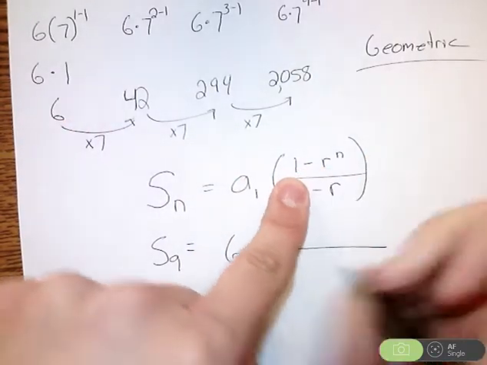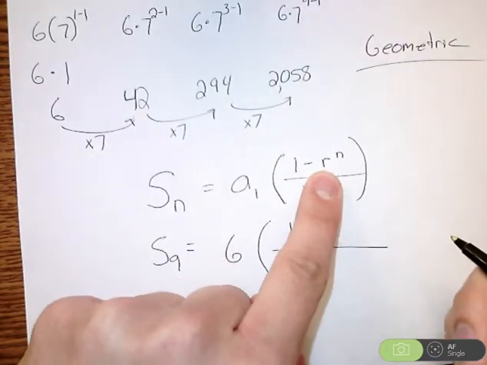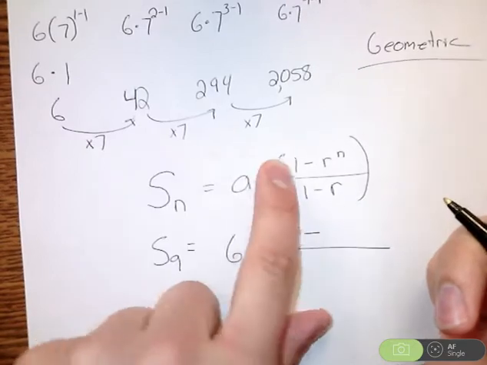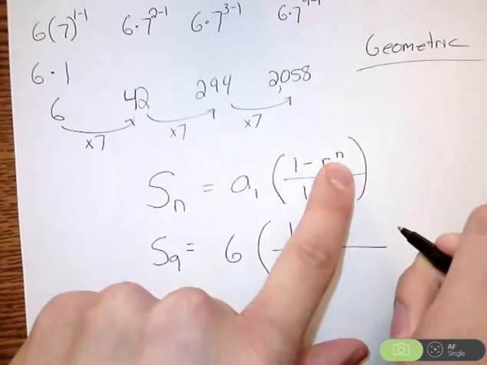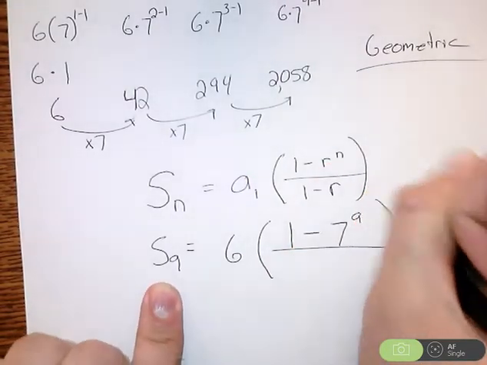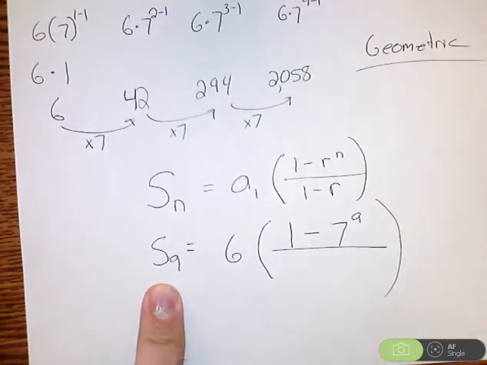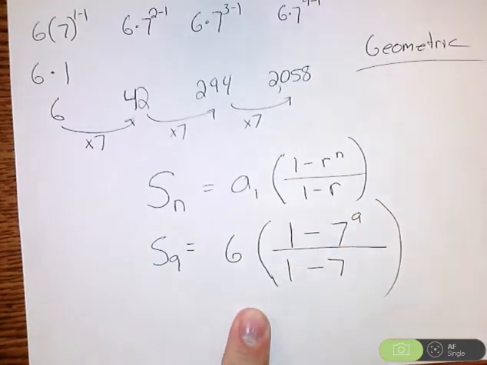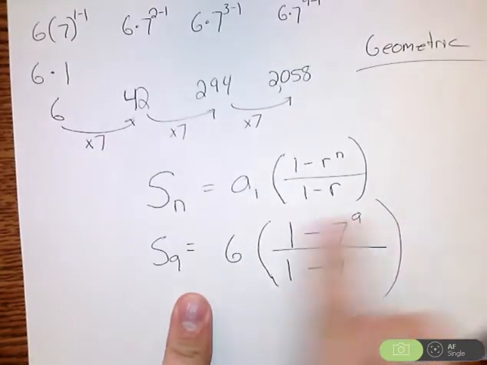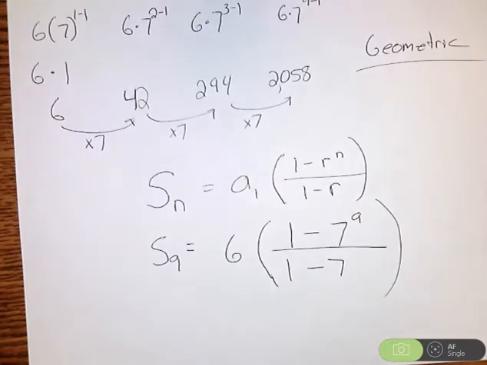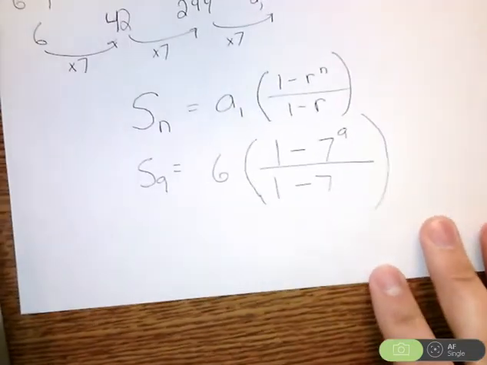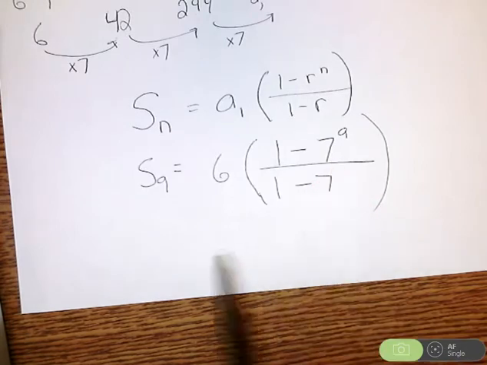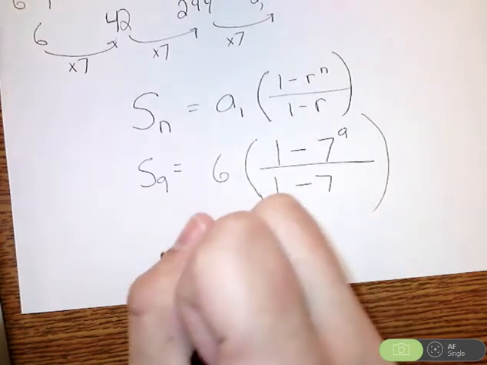Then over here, I have a 1 minus r. r is your common ratio, which we found too. The common ratio was 7. The n is still 9. So I have 1 minus 7 to the 9th power, divided by 1 minus 7. And all I have to do is figure out what this number is. Now you can carefully type this all in a calculator, but it might get a little bit messy. That's why I suggest going piece by piece and writing it down on your paper.